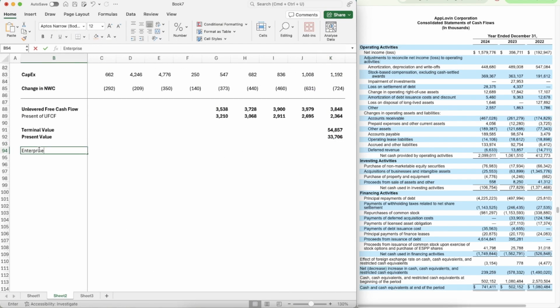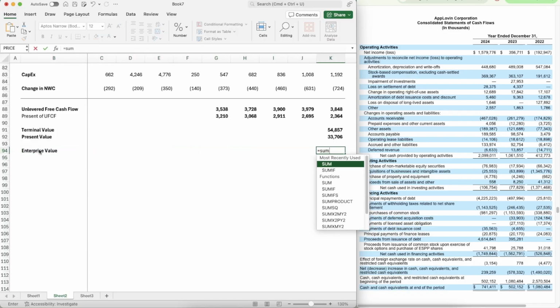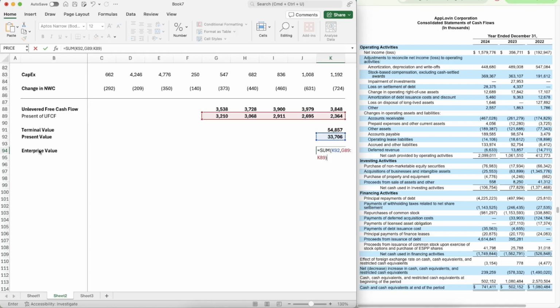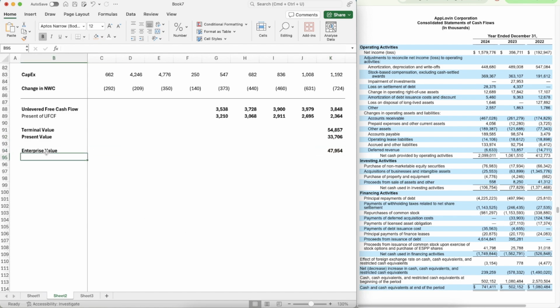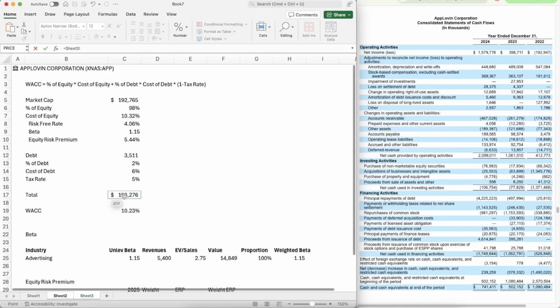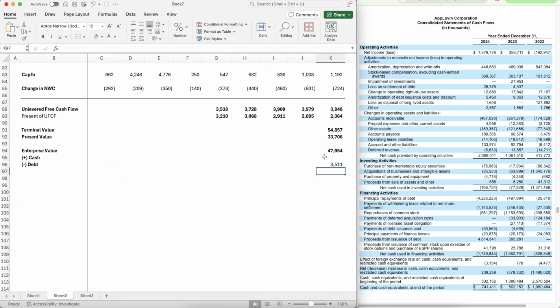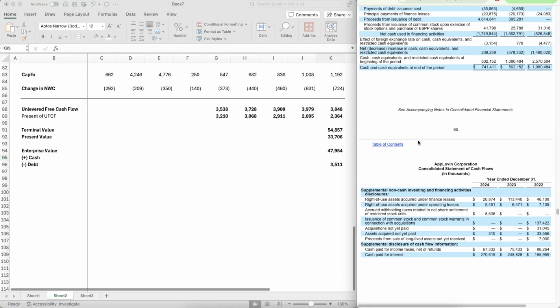Now we want to find the enterprise value. And this is the sum of the present value of the terminal value plus all of the present value of the cash flows we've forecasted. So 48 billion. Now we want to add back in the cash, but subtract the debt. For the debt, we know because we've just found it out for the WACC. Where is it? Debt. But for the cash, we have to go onto the balance sheet again.